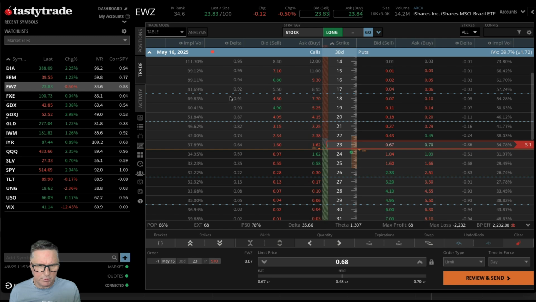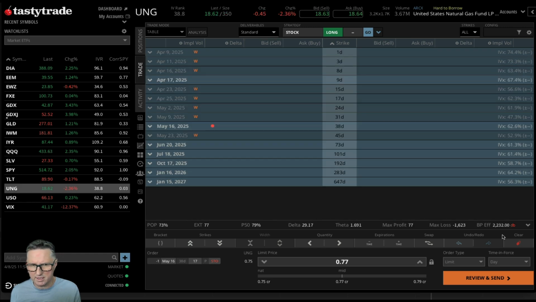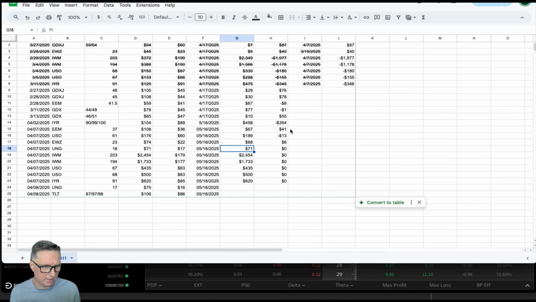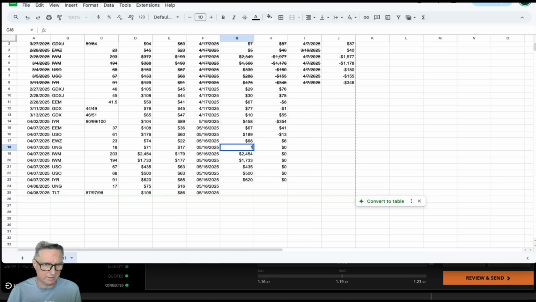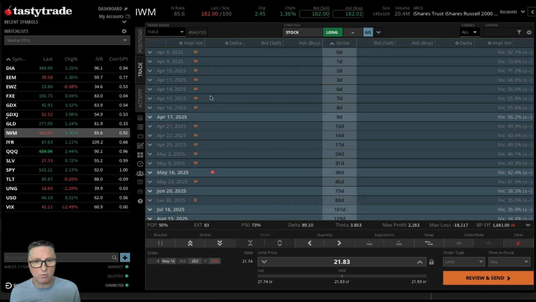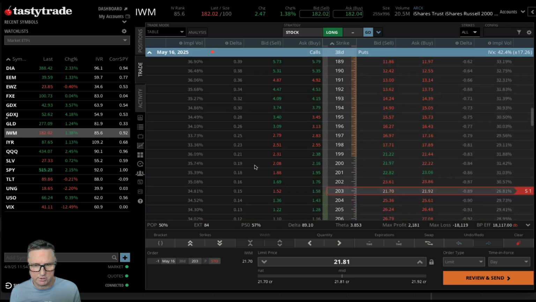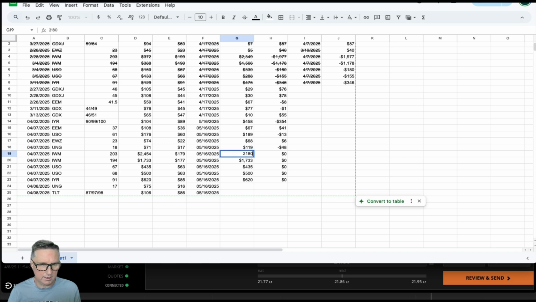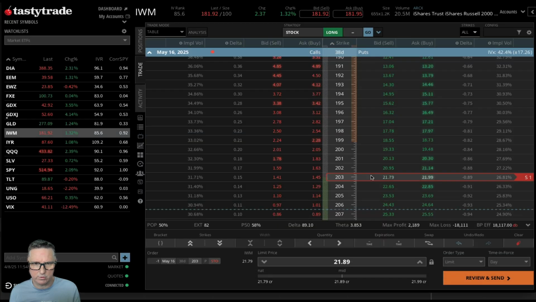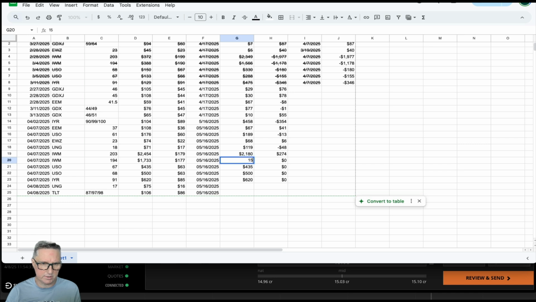EWZ, and we've got the 23. That's at 68. So we're not going to see a ton of movement from yesterday here, but it's worth tracking anyway, because I know some of the indexes have moved quite a bit since yesterday. So it's 119 on the UNG, and then IWM, I got the 194 and the 203. Those I rolled yesterday, so I moved those out. So the 203 is at 2180, and then the 194 is at 1503. So those have come back quite a bit my way in that case.